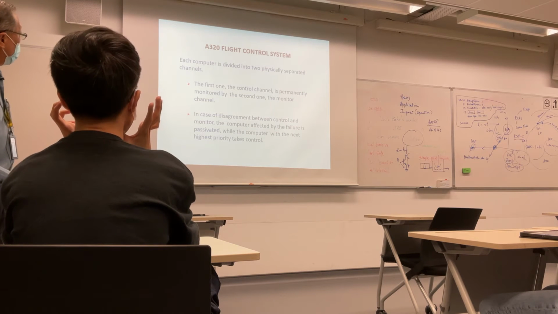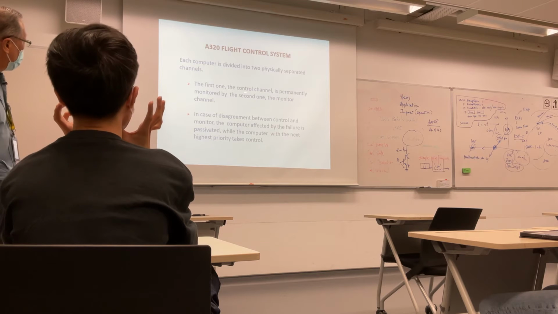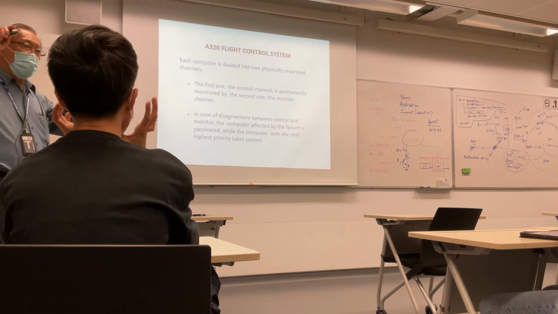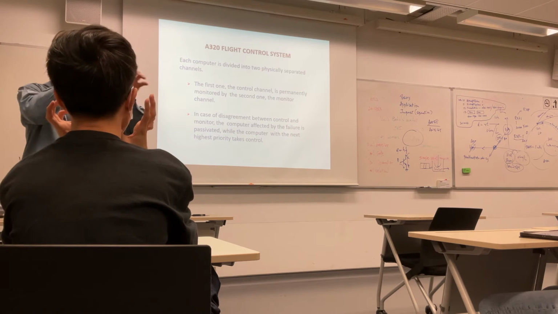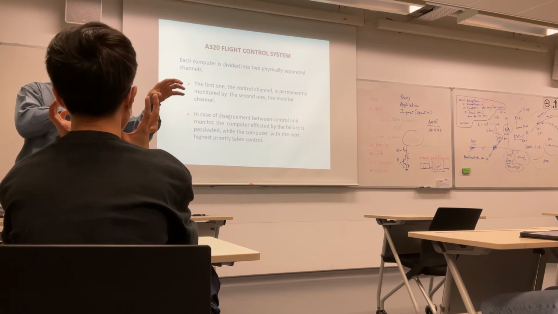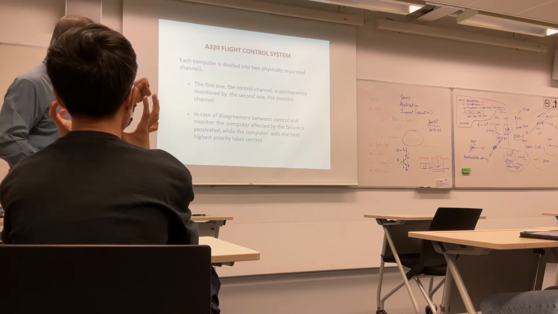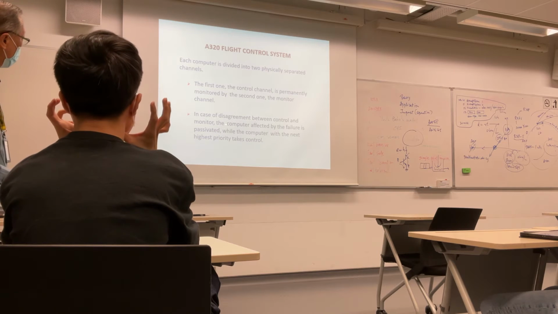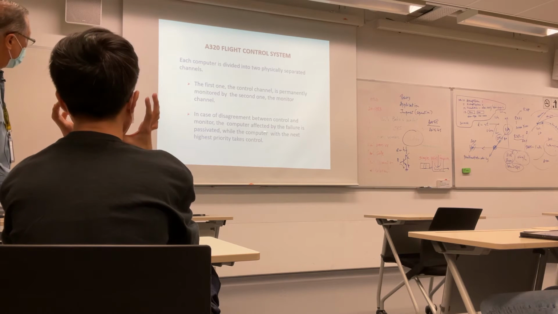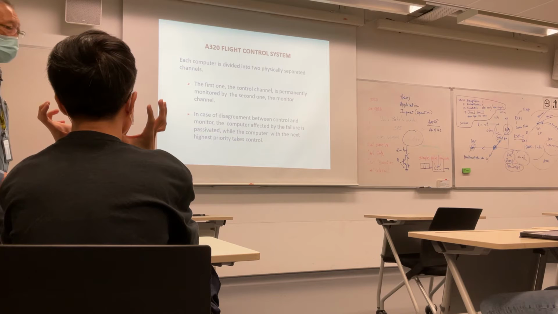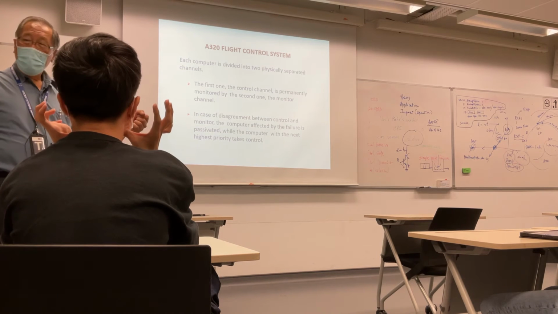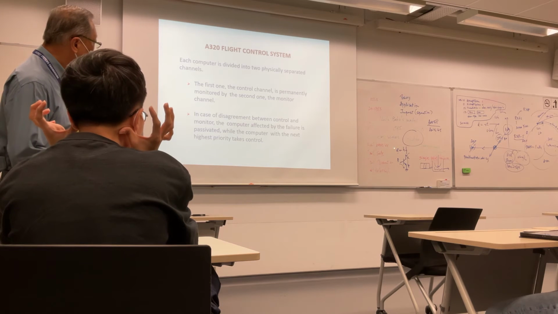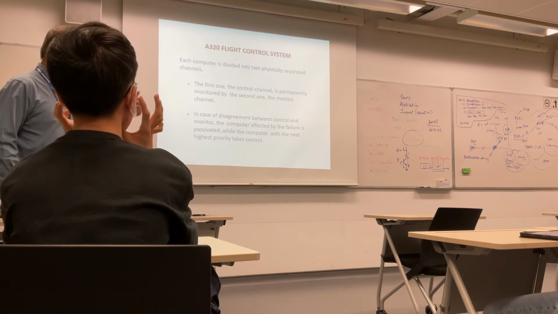So they have this simple thing, like the control channel is permanently monitored by a second channel. Every autopilot has two channels, one always monitoring the performance of the other channel. And if there's a disagreement, the computer affected must not interfere with the operation of the second one. What do you call this? This is what we call a fail passive system. So systems are designed with fail passive.